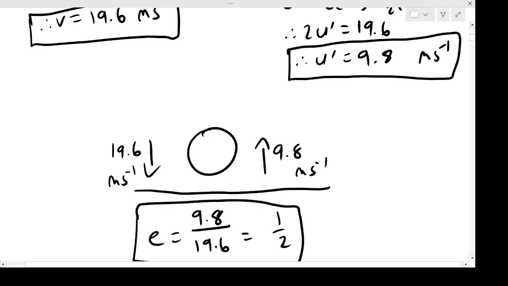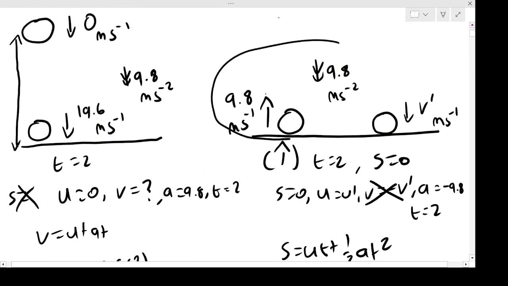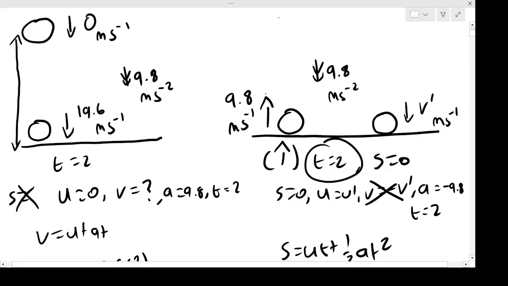Okay, so hopefully that made sense, and in particular, hopefully it made sense why it was better to consider the point from when it leaves the ground to when it returns to the ground again, because we got the information that the whole time here is 2, so that allowed us to use SUVAT more effectively.